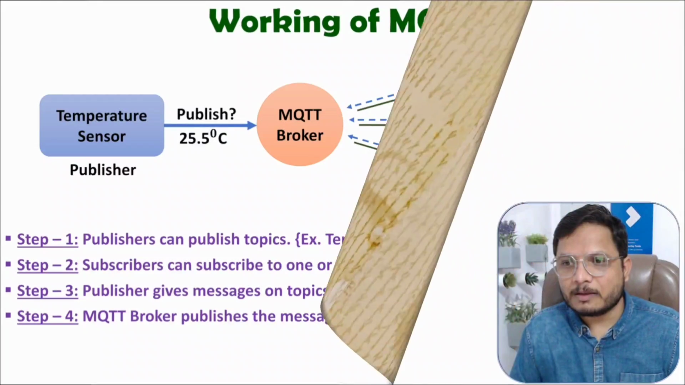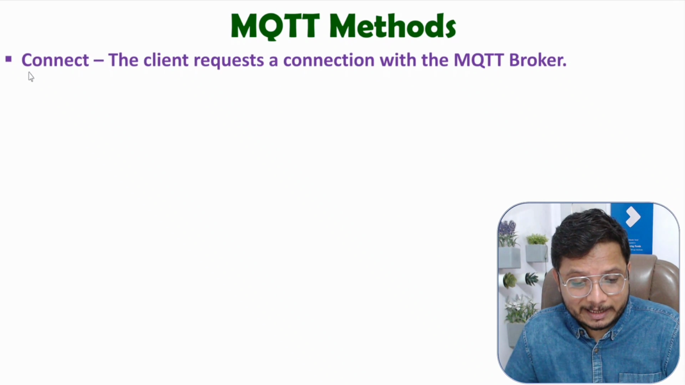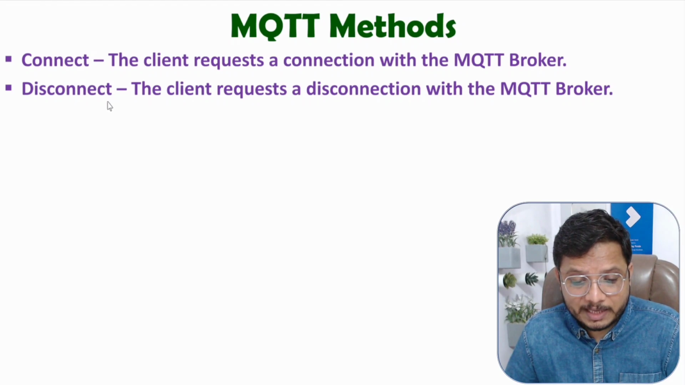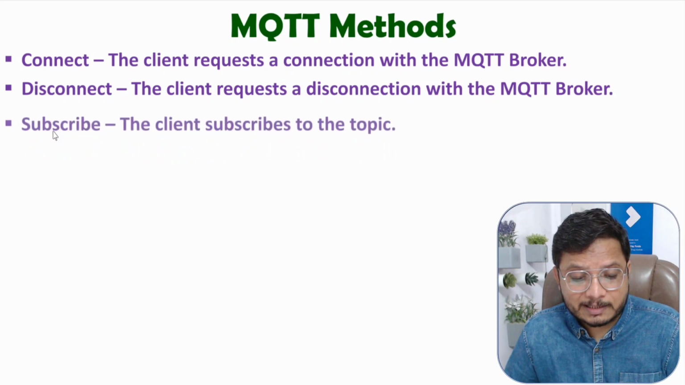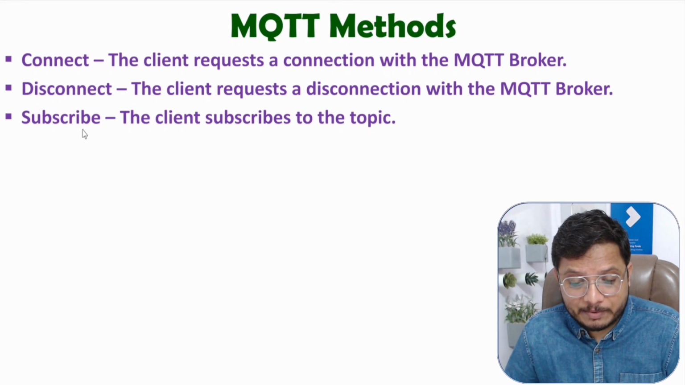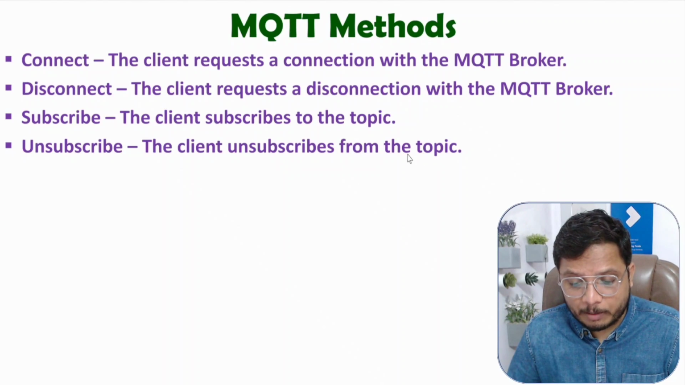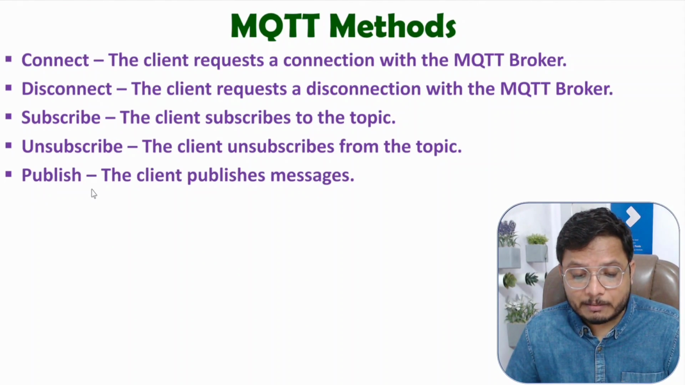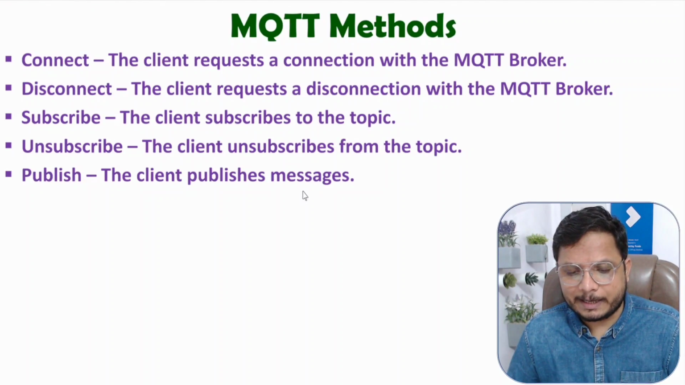Now I'll explain the MQTT methods. See, first is MQTT connect, by which a client requests a connection with the MQTT broker. Second is MQTT disconnect, by which a client requests a disconnection from the MQTT broker. Next is MQTT subscribe, by which a client subscribes to a topic. Next is MQTT unsubscribe, by which a client unsubscribes from a topic. And the last one is publish, by which a client publishes messages. So that is how the different MQTT methods work, right?